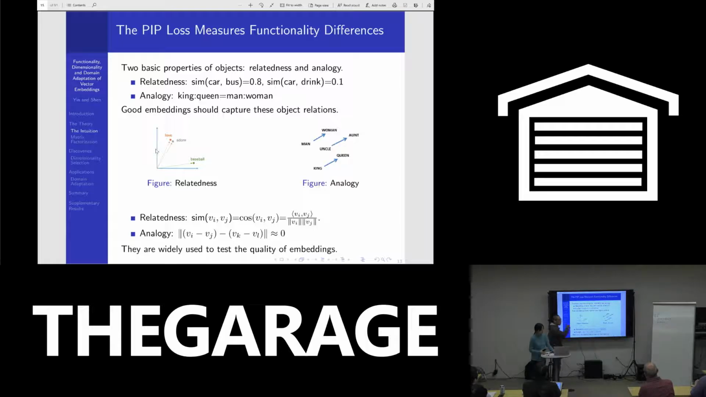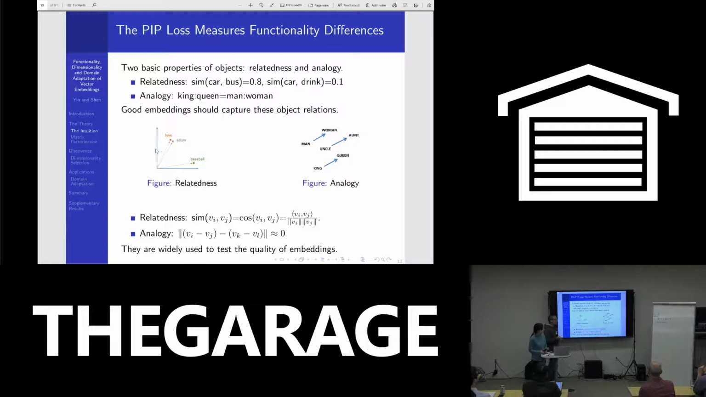And why does this also relate to the pairwise inner product loss? The argument is essentially that both relatedness and analogy, when we use word vectors to discover them, are measuring something that is highly related to inner products. Word similarity is the inner product, normalized by the lengths of the vectors. And analogy is taking the difference between vector pairs. We can also prove that this is controlled by the inner products between all vector pairs.